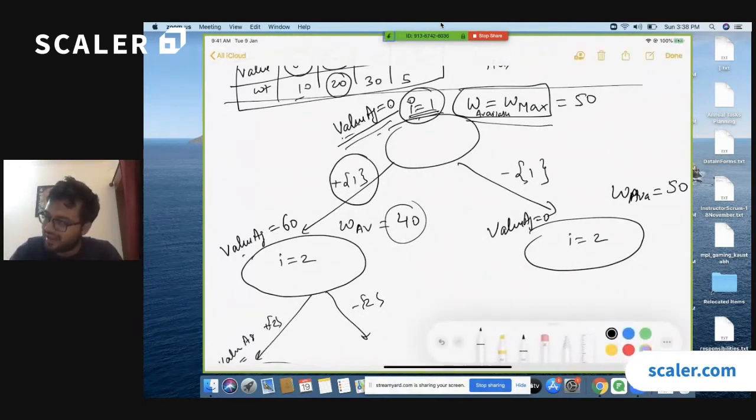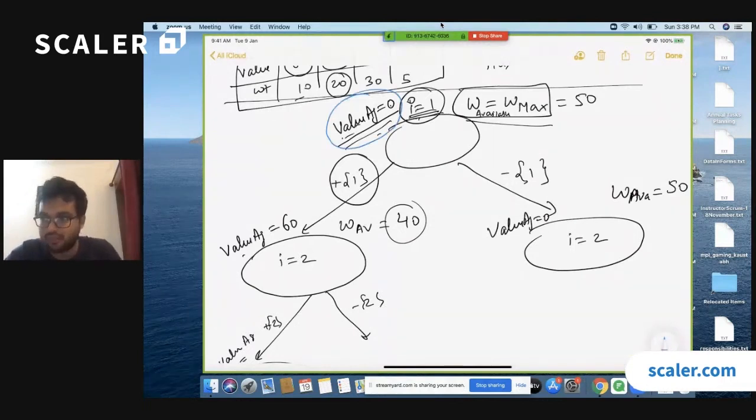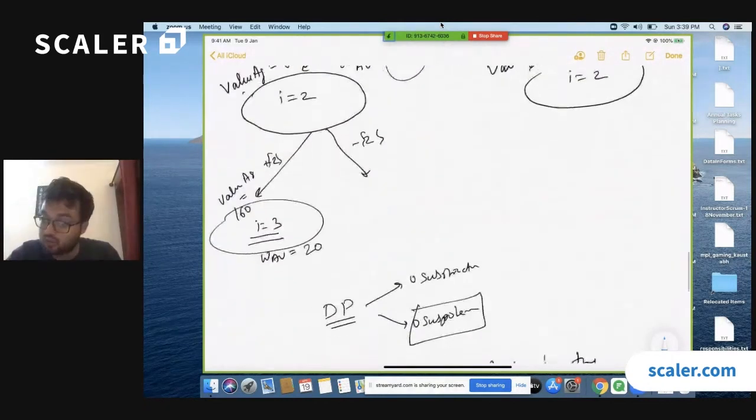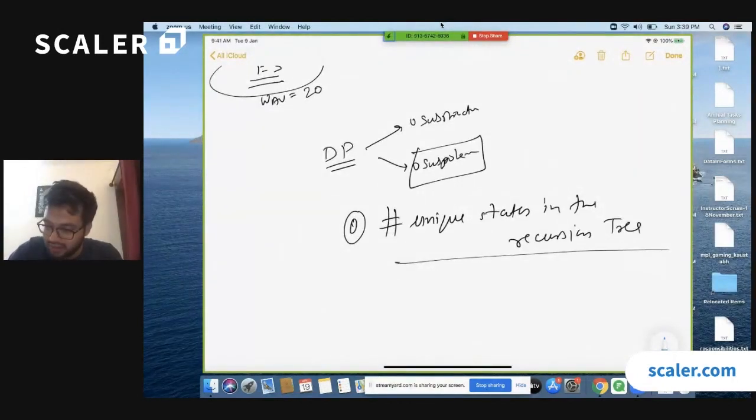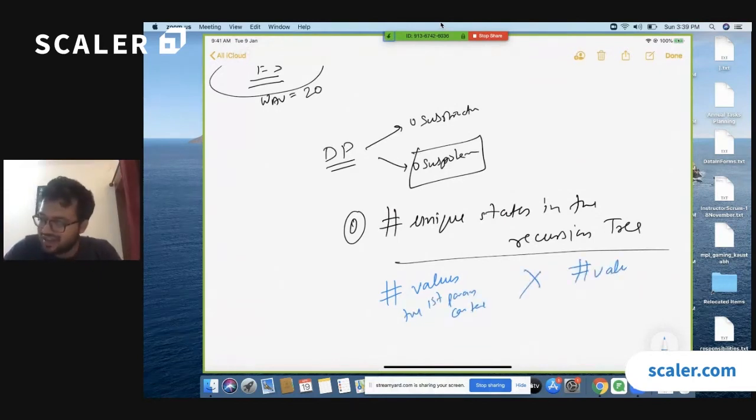I can model this as an output thing, something which the state stores. The parameters are only two: the ith element for which you are taking a decision, and the weight available in the bag. If you have these two parameters, to figure out the number of unique states in this recursion tree, you will have to figure out the number of values the first parameter can take, multiplied by the number of values the second parameter can take. I hope you guys understand that.